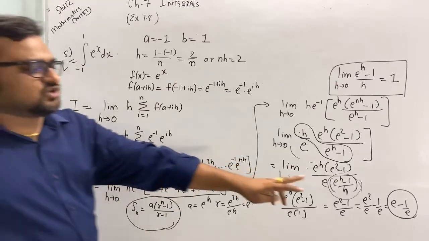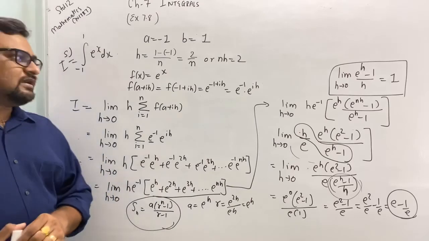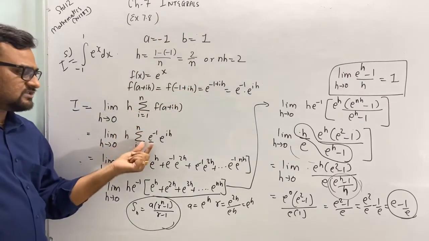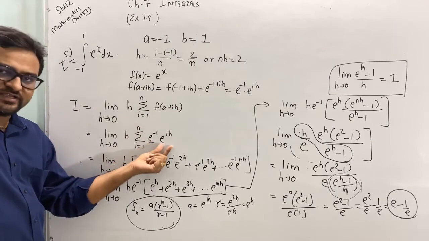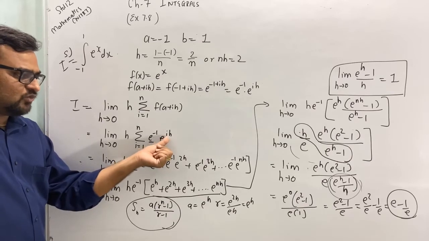Okay, so this is your answer, (e minus 1) by e. Clear? I'm repeating, this was the basic start. Now when I started from here, it's e raised to minus 1 into e raised to minus n. So put the value 1 to n.